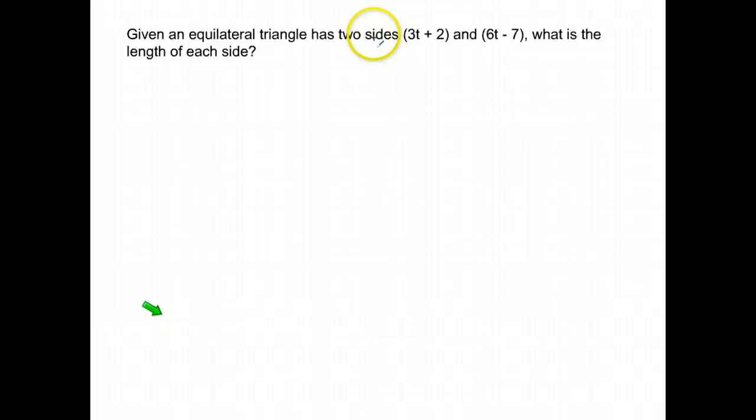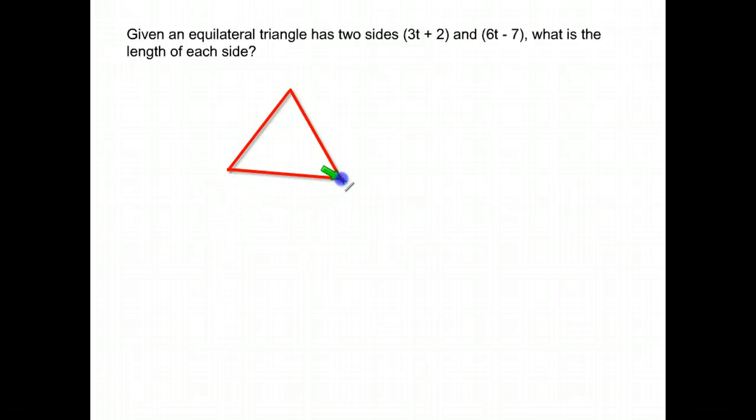Given an equilateral triangle that has sides 3t plus 2 and 6t minus 7, what is the length of each side? Well, what does it mean to have an equilateral triangle? It means that all of your sides are congruent. Specifically, they tell us we could label two of those sides as 3t plus 2 and 6t minus 7.